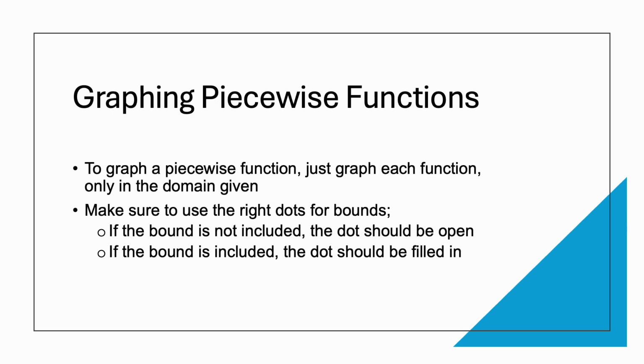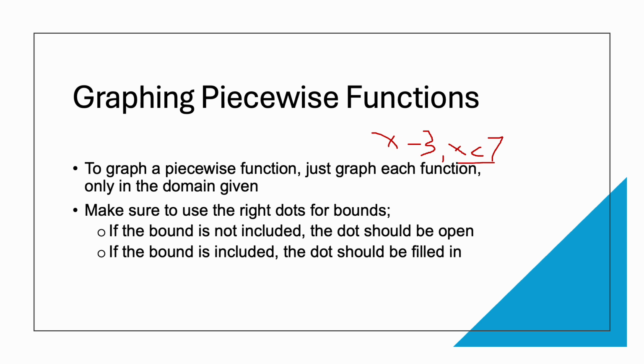Okay, graphing piecewise functions. To graph a piecewise function, just graph each function, but just in the domain given. So if I have something like x minus 3 for x less than 7, right? I'm still just going to graph that part of the function, x minus 3, but only in this range. And then whatever the rest of it is, I'll graph those functions, but only in those ranges.